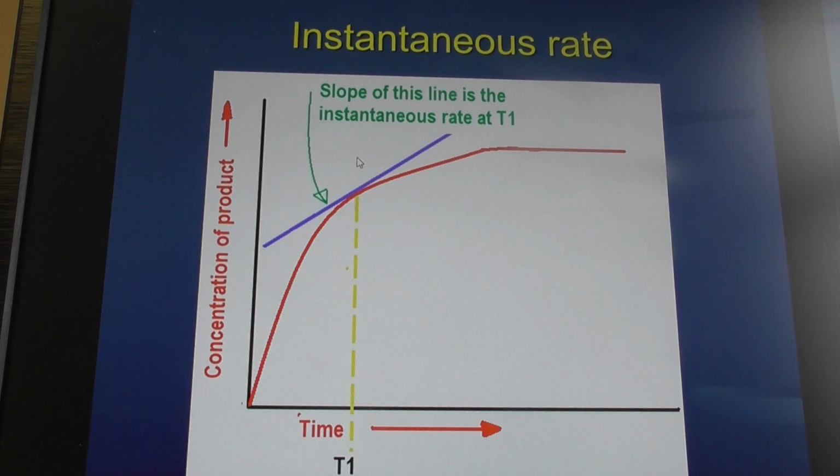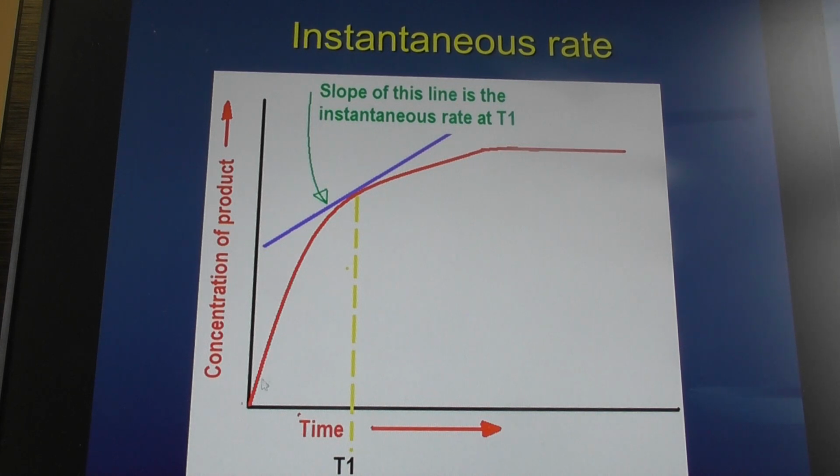So there's a big difference between the average rate, which is the rate over the entire reaction, from the start of the reaction to the end of the reaction. And remember that the end of the reaction is when no more product has been formed or no more reactant has been consumed. So it ends here, it doesn't end over here because of that straight line there.